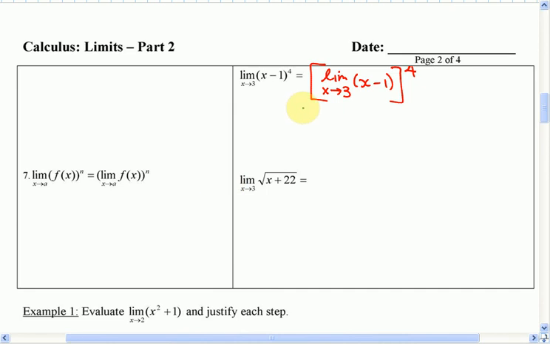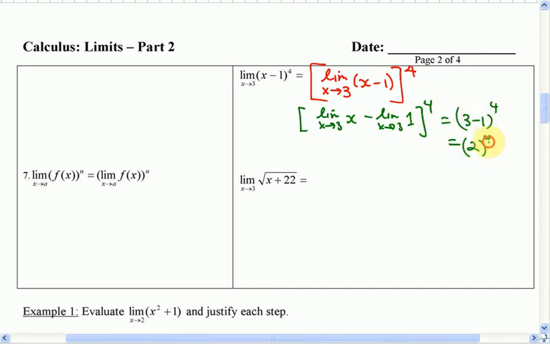Well, that's hopefully pretty straightforward. Limit of x approaching 3 of x minus the limit of x approaching 3 of 1. And of course that's 3 minus 1, and that's 2 to the power of 4, lovely, 16.